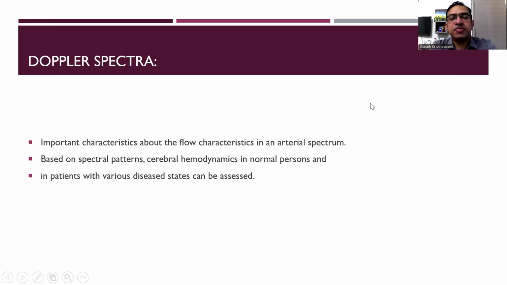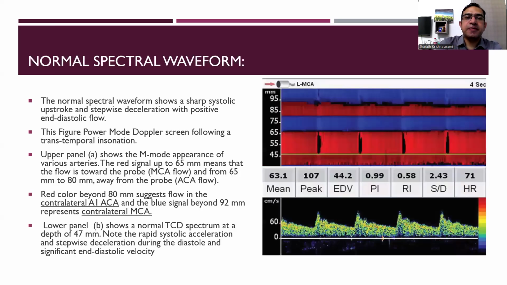Now that we have looked at the various windows used to assess the different arteries in the brain, we shall try and see the Doppler spectra. This will give us important characteristics about the flow in the arterial spectrum. Based on these spectral patterns, we can identify the cerebral hemodynamics in normal persons as well as patients in disease states. If you look here, the normal spectral waveform shows a sharp systolic upstroke and a stepwise deceleration with a positive end diastolic flow. It's not below the baseline.